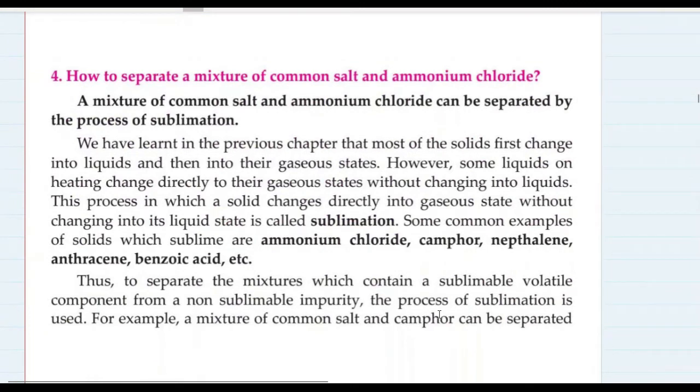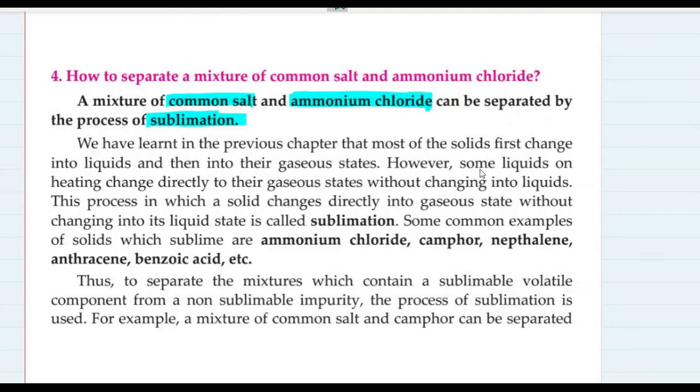The fourth process which we are going to talk about is the separation of two solids by sublimation. The process of sublimation is used for separating two solids. Now, one solid is non-sublimable, and another solid is sublimable. We have studied about sublimable and non-sublimable substances in chapter 1. Correct? So ammonium chloride is sublimable.